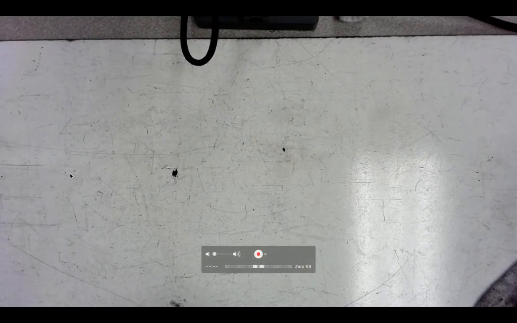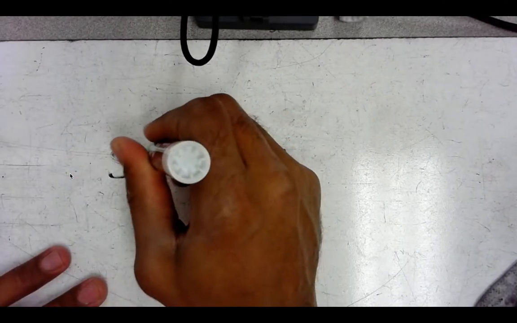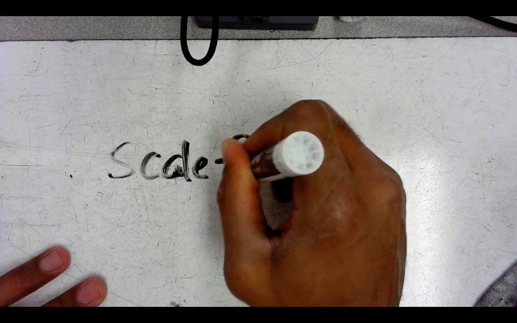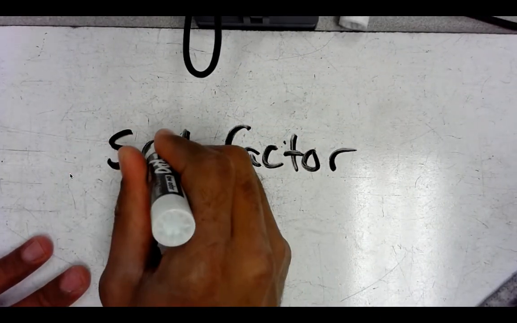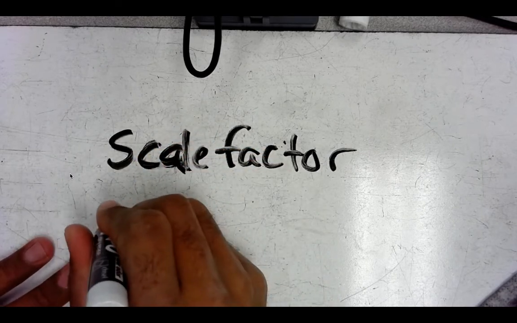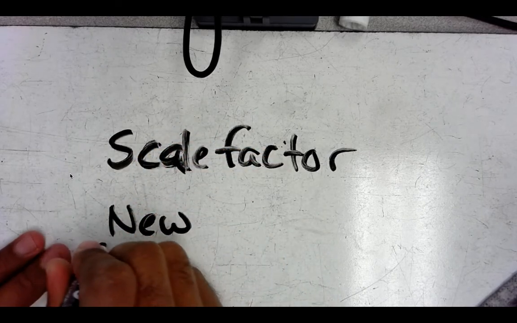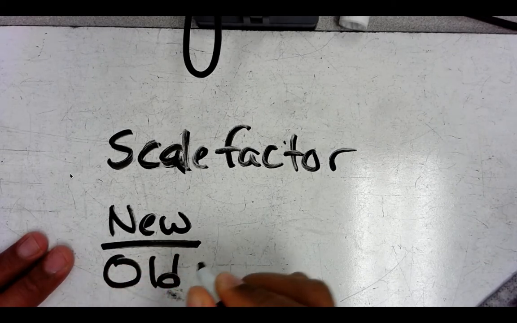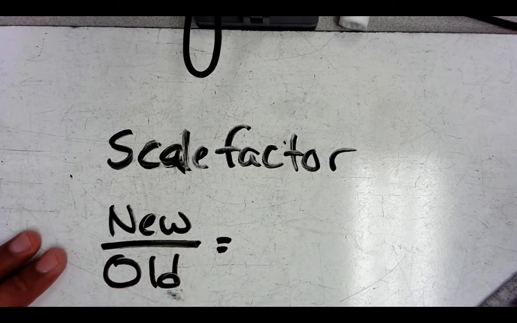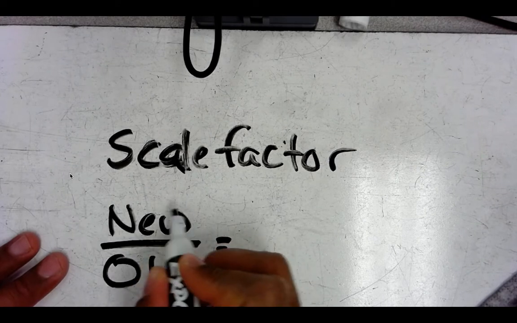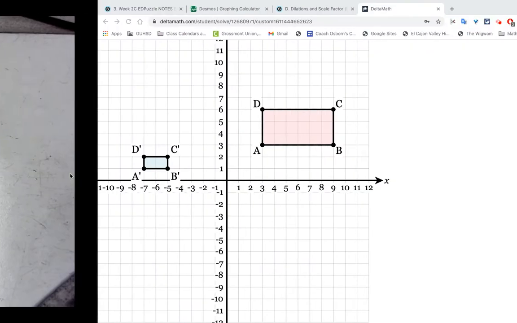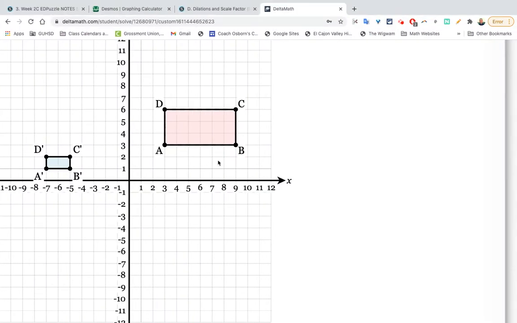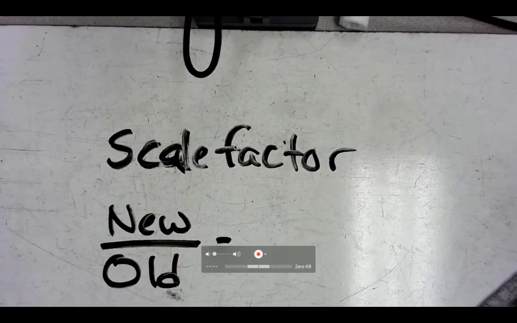To find the scale factor, I'm going to divide the new by the old. I basically take a new length or measurement and divide it by the corresponding old measurement. So the new side is 2, the old side is 6. That should help me figure out the scale factor.